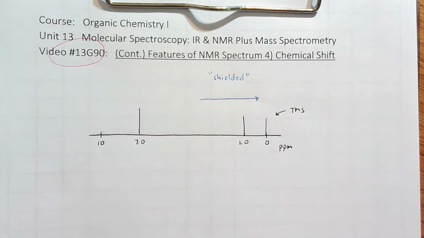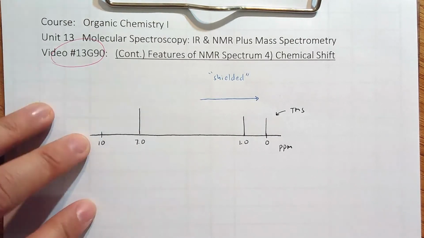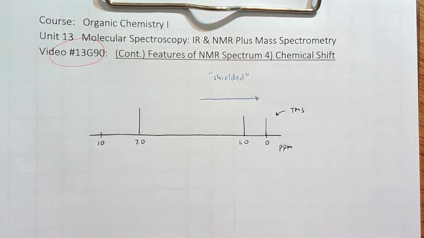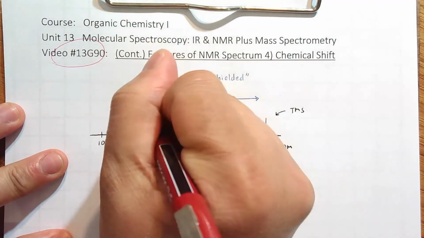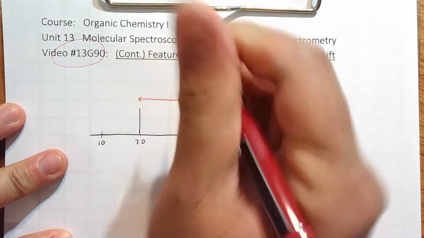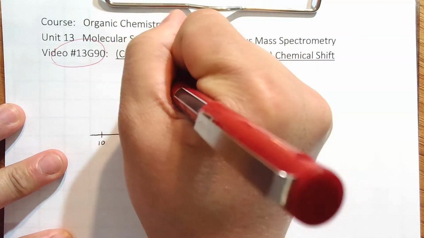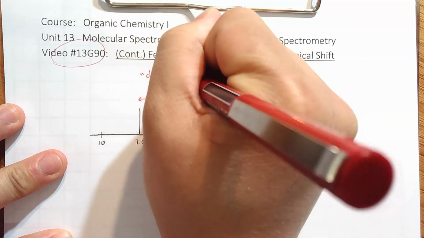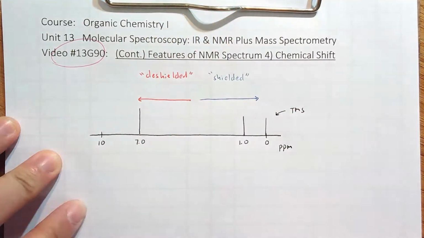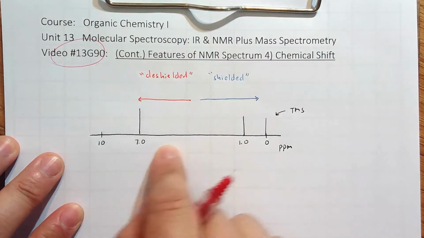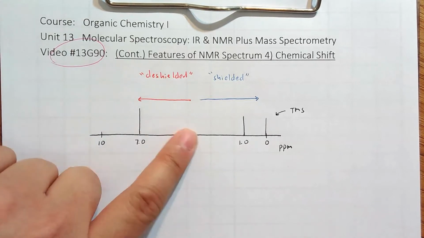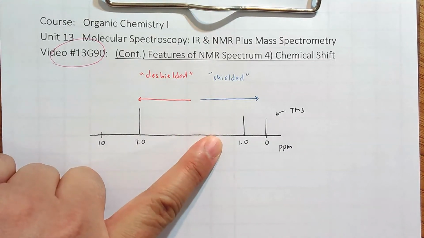Let's go the other way actually. Going in this direction, it is called deshielded. We're more often going to be concerned about signals being deshielded, getting pushed to the left from a base amount of ppm.